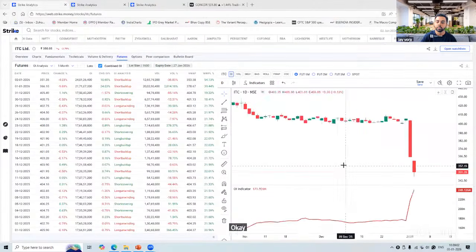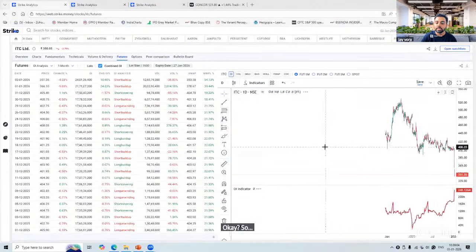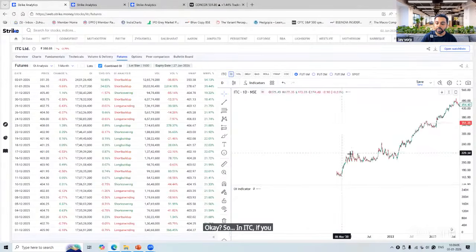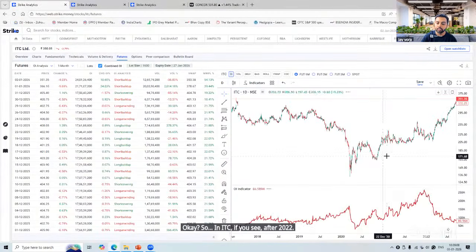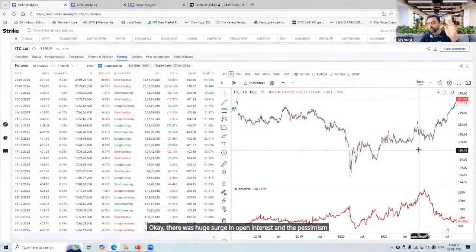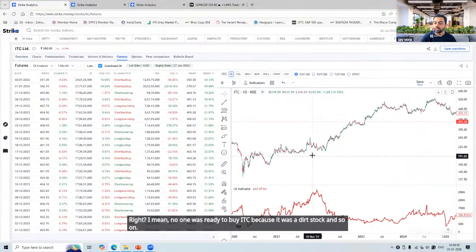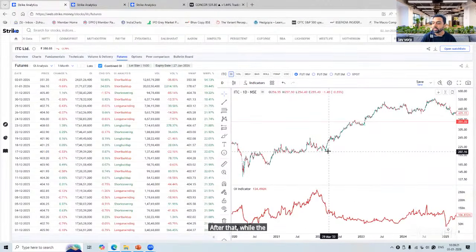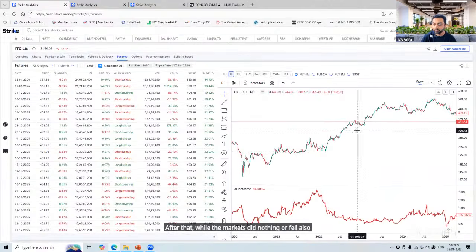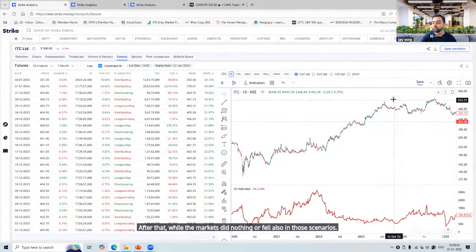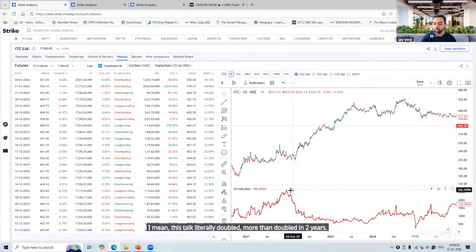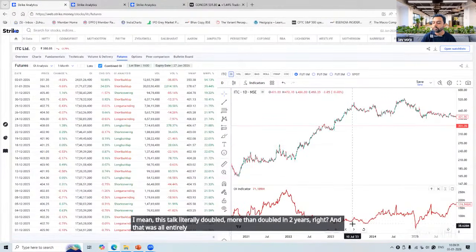Okay, so in ITC, if you see after 2022, there was a huge surge in open interest and the pessimism was at its peak, right? No one was ready to buy ITC because it was a dud stock and so on. After that, while the markets did nothing or fell also in those scenarios, this stock literally more than doubled in 2 years, right? And that was entirely on the back of short covering.